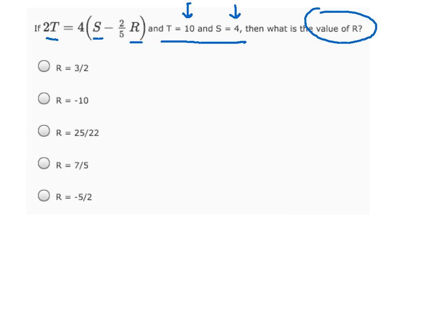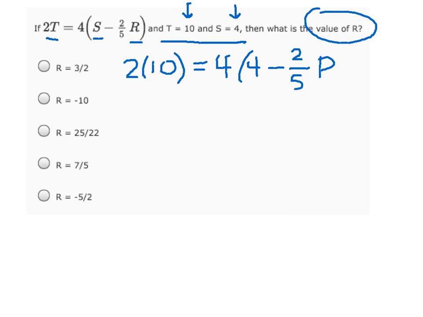So we get 2 times t, and remember t equals 10, equals 4 times the quantity of s, which we know is 4, minus 2/5 r. Now, we're trying to find the value of r, so we need to get r by itself. So let's begin by simplifying.